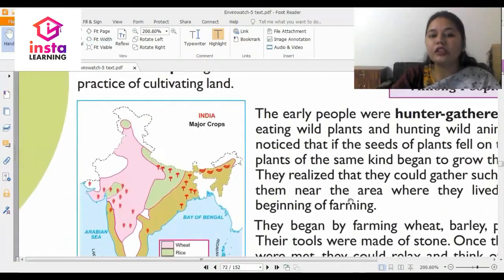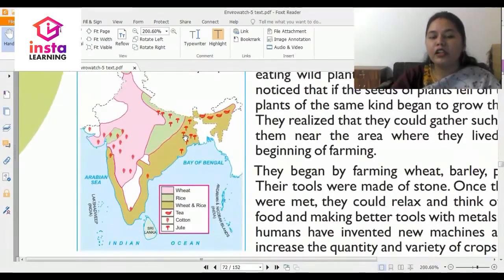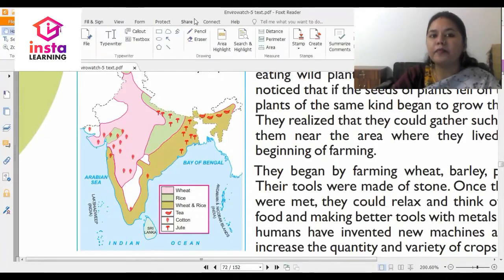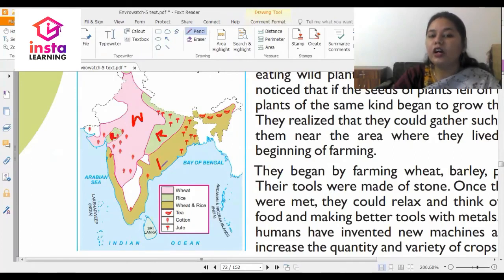So you can have a closer look at the map. These are wheat producing areas. You can always mark them. These are wheat producing areas. These are rice producing areas. And then these are areas with wheat plus rice.